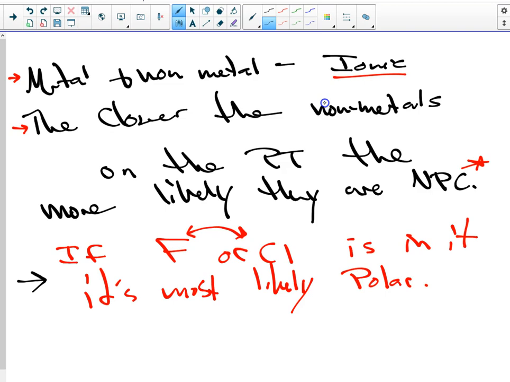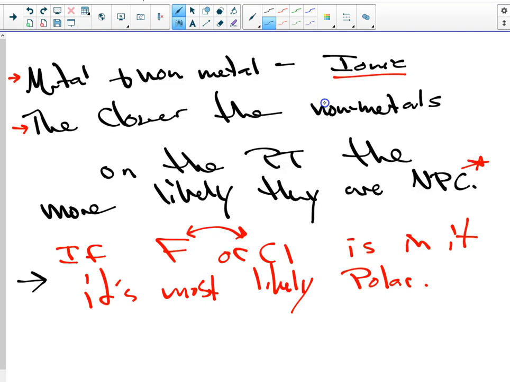Just a couple of things. In general, metal, non-metal is ionic. And then, this will help you a ton. The closer the non-metals are to each other on the periodic table, the more likely they are nonpolar covalent. So if you just have to guess, if they're really close to each other, they're probably nonpolar. Like literally location-wise, if they're close to each other, they're probably nonpolar.